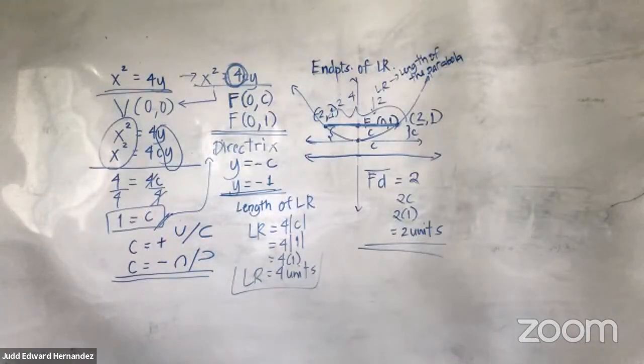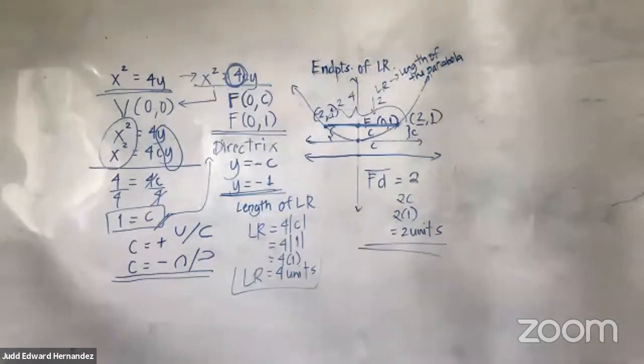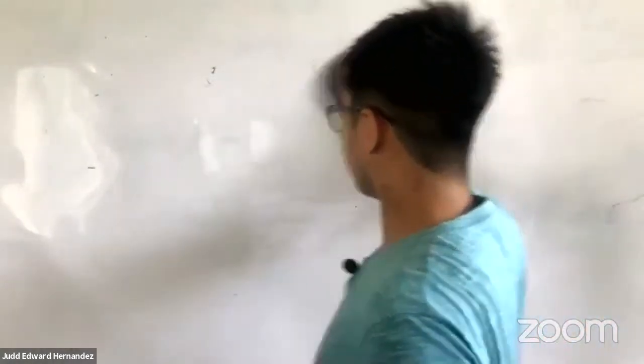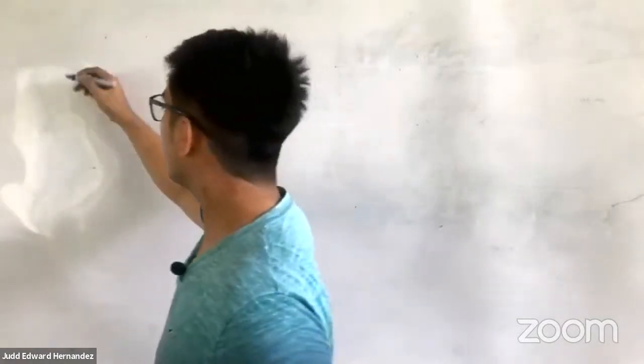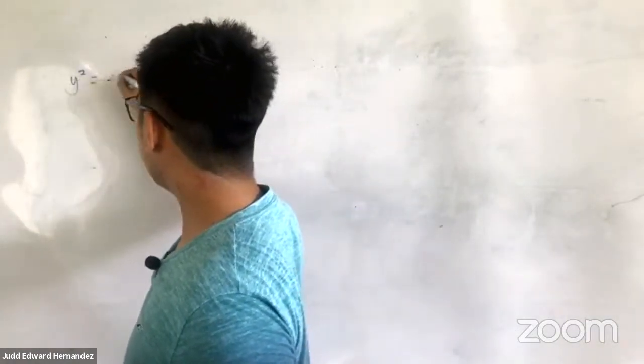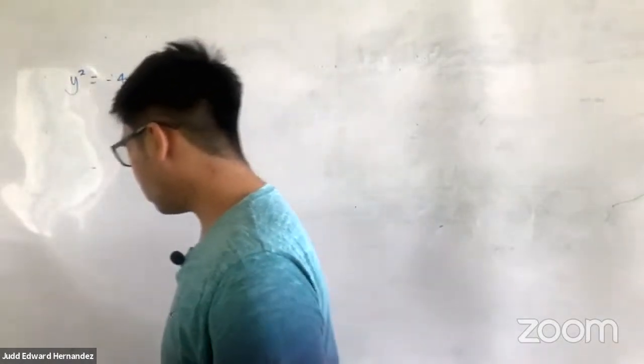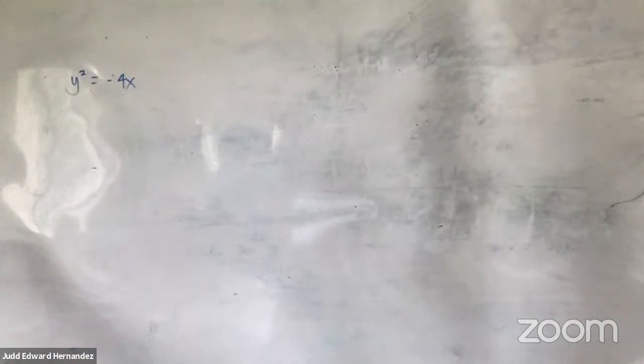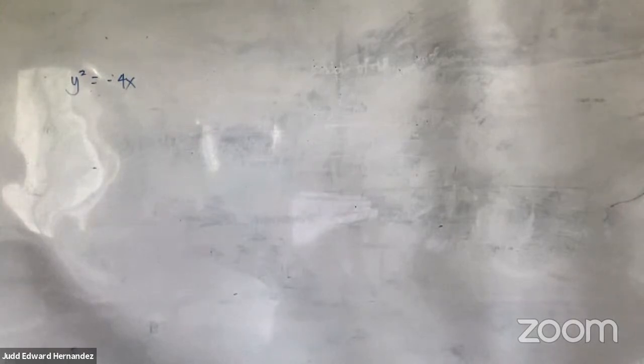Magbigay naman tayo ngayon ng panibagong example. So, what if we now have y squared is equal to negative 4x? Okay, sige nga, kung naiintindihan ng mabuti, if we have the equation y squared is equal to negative 4x, where does the parabola open? Saan daw bumubuka yung parabola natin? Left po. Bakit left? Negative po kasi negative po yung side niya.